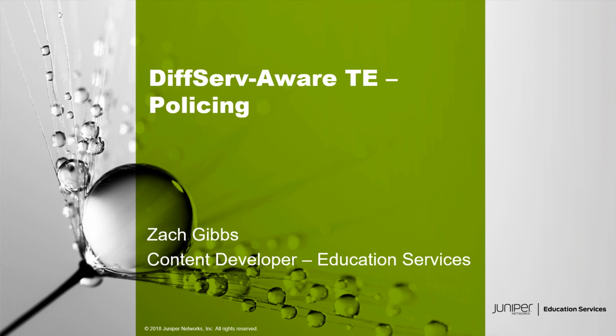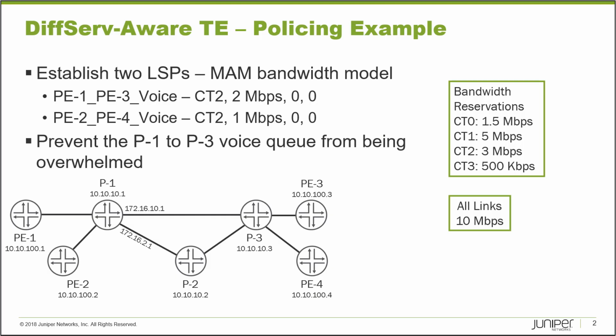And today we will be discussing the DiffServ-Aware TE Policing Learning Byte. All right, so let's go ahead and jump to the example. In this example, we have a topology, and I want to point out the network topology on the bottom left. There are 4 provider edge routers, that's PE1 through PE4, and there are 3 core routers, P1 through P3.